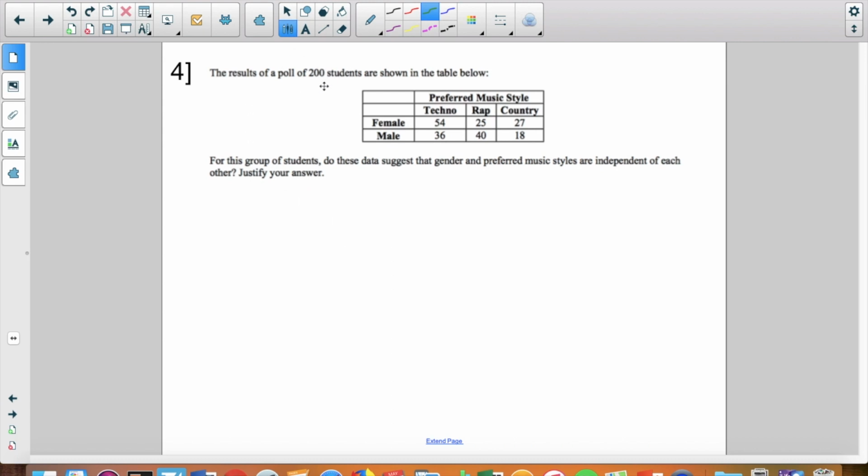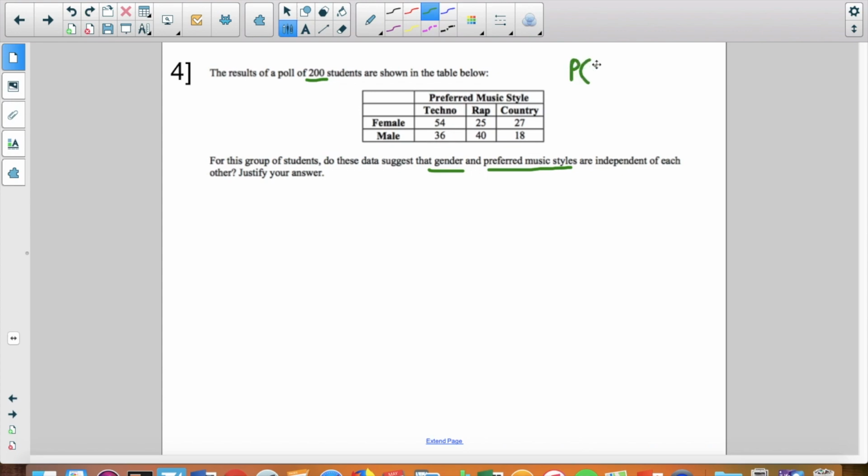The results of a poll of 200 students are shown below. For this group, do these data points suggest that gender and preferred music style are independent of each other? Notice they didn't specify a specific gender or a specific music style. They also didn't tell us which independence test to use because it doesn't say the word given.